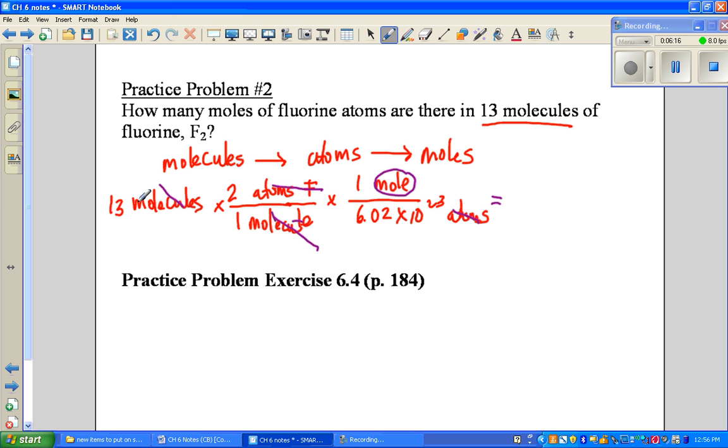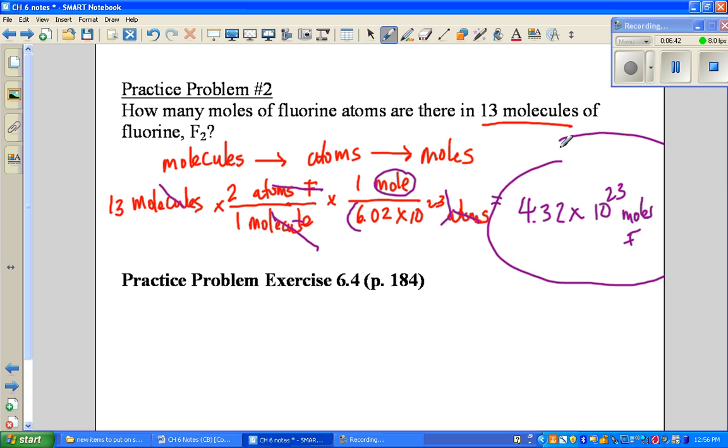So I'm going to grab my calculator. I'm going to take 13 times 2, put in parentheses, divided by 6.02 times 10 to the 23rd. You should be trying this with your calculator as we are talking. And you should get 4.32 times 10 to the 23rd moles. Okay, so that's how many moles of fluorine are in those molecules of fluorine gas. Now you have a practice problem here. I'm assigning this to you. It should be on page 184, and it's the one in the yellow box. So see what you can do with that and bring it to class tomorrow.